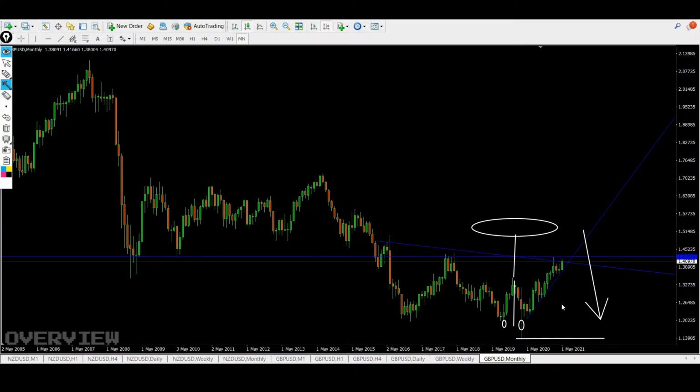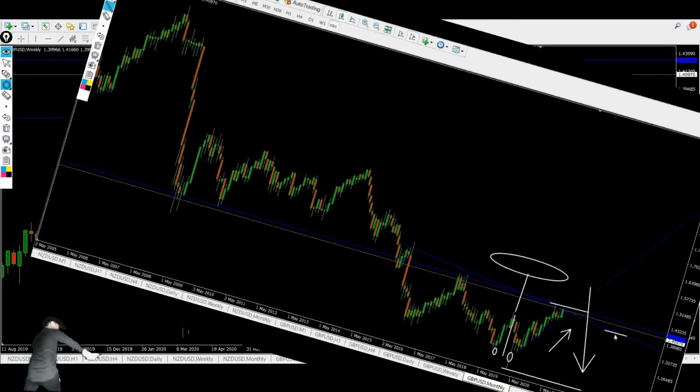However, since there's a little bit of strength left in this double bottom, in the medium term, I am long biased right up to this pivot high right here. And finally, since I'm waiting for the weekly chart to show some direction, in the short term, I am neutral biased. Okay, let's talk entries.